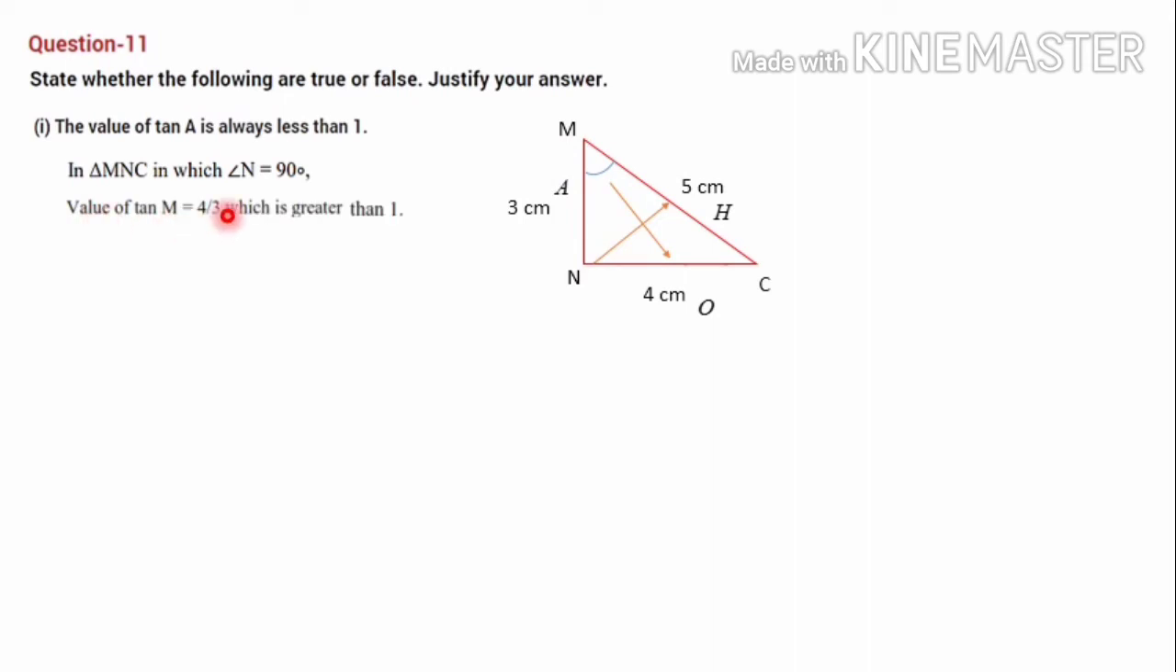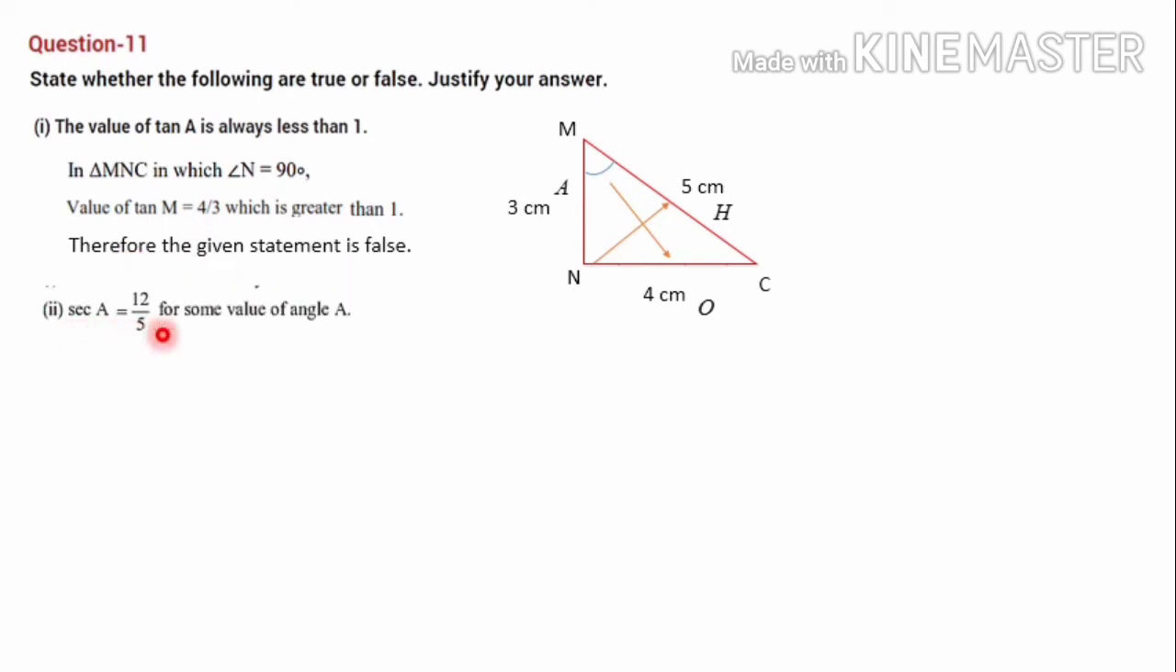So if you take tan M, this is the angle. So tan theta is O divided by A. O is here 4 and A is 3. So 4 by 3 I have got. 4 by 3 surely is greater than 1 because the numerator is more than the denominator. That means the given statement is false. The given statement says that tan M is less than 1, but we have got tan M greater than 1. Therefore the given statement is false.